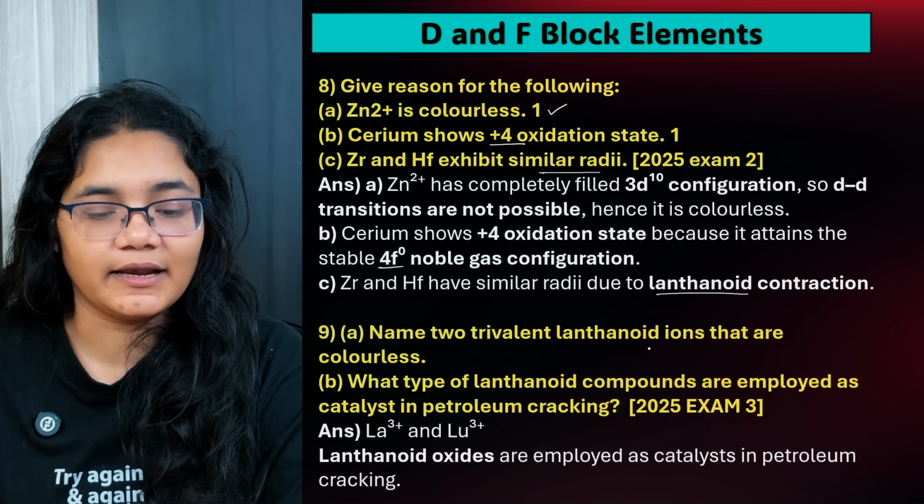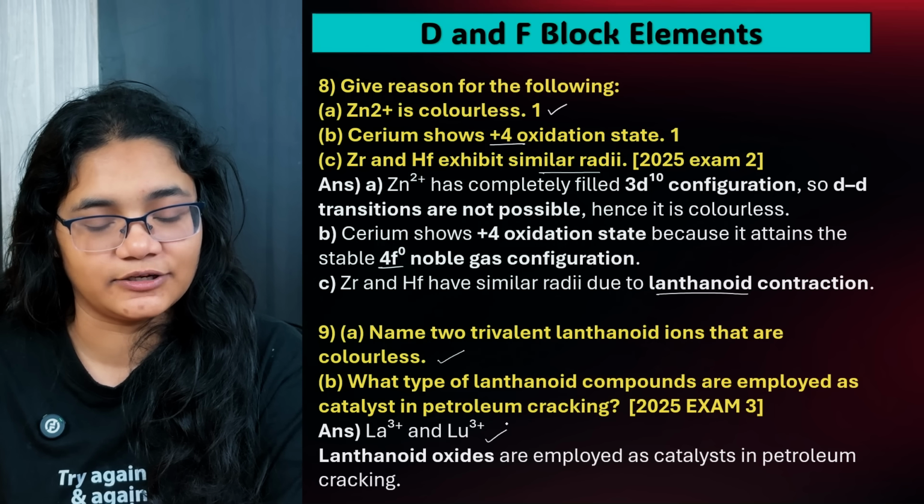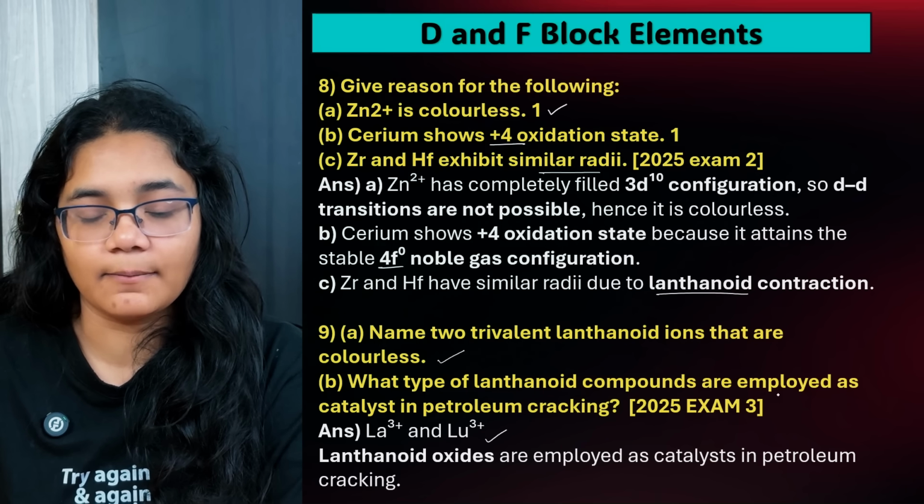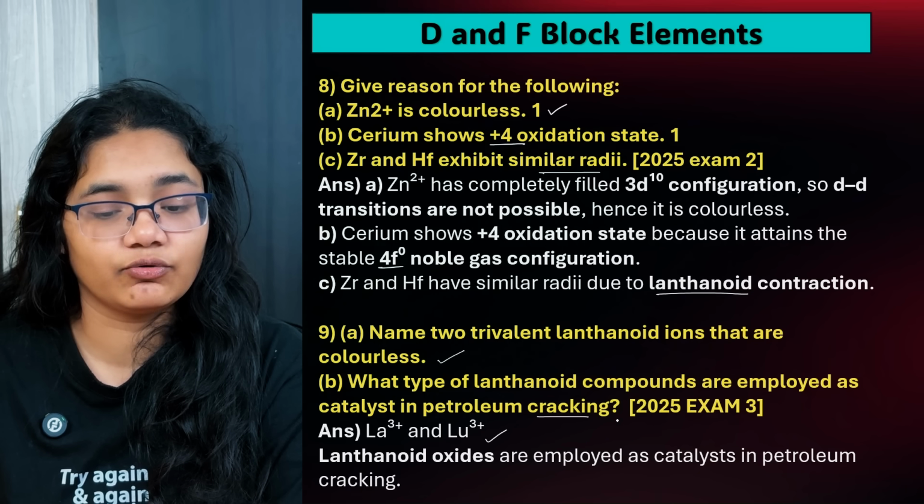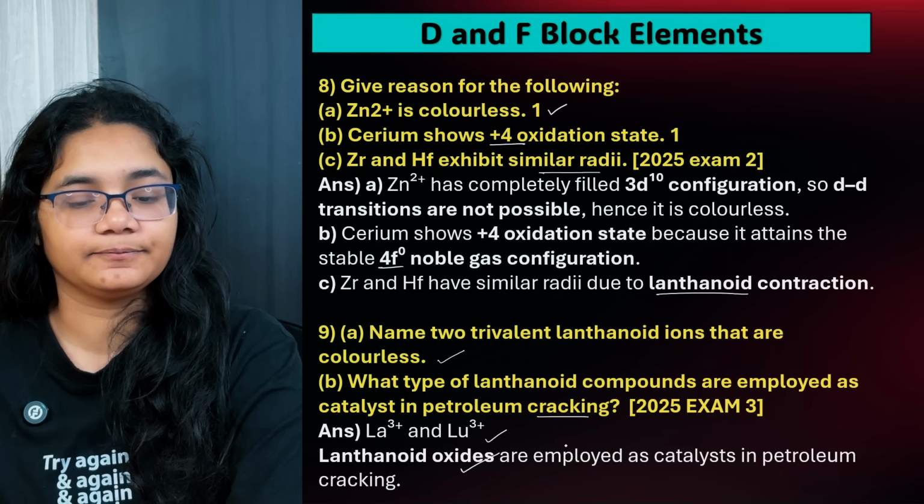Next, name two trivalent lanthanoid ions that are colorless. So lanthanum 3+ and lutetium 3+. Next, what type of lanthanide compounds are employed as catalyst in petroleum cracking? So lanthanide oxides are used in petroleum cracking.